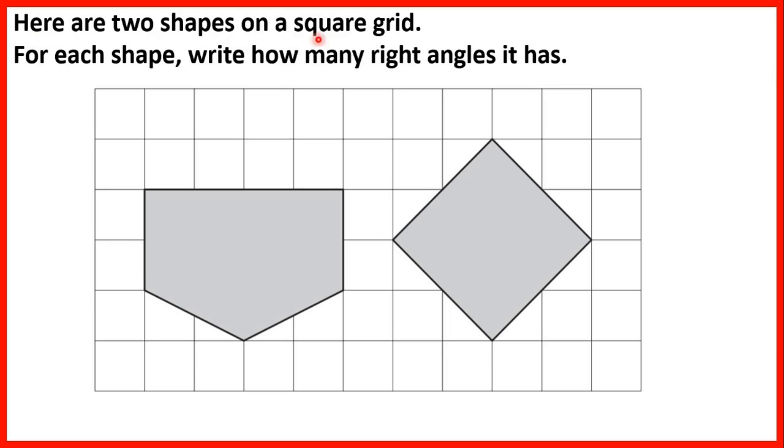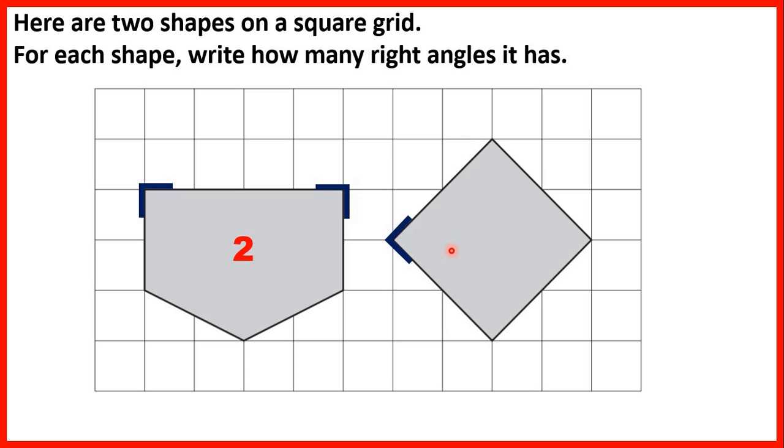Here are 2 shapes on a square grid. For each shape, write how many right angles it has. So a right angle is like the corner of a piece of paper. So if we had the corner of a piece of paper, which corners would match up? Well, we could line up a piece of paper with this corner here and with this corner here. But we couldn't line up the edge of a piece of paper with this corner because this corner is larger. So that means for this shape, we have two right angles.